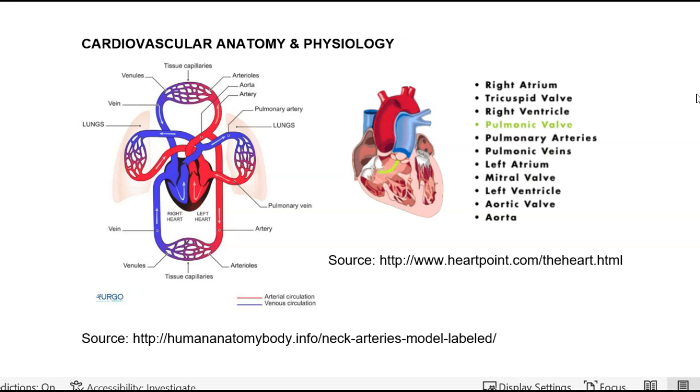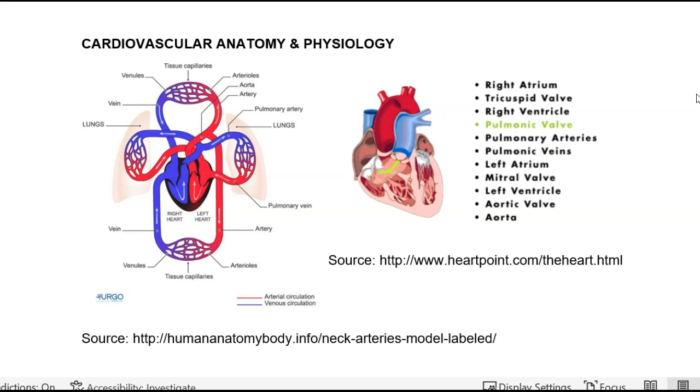And as you can see, in the blue, the deoxygenated blood is transported from the vein to the right side of the heart, then to the pulmonary arteries and gets oxygenated in the lungs. Afterwards, it goes back to the left side of the heart through the pulmonary vein, goes to the aorta, and gets distributed to the rest of the body or tissues through the arteries.